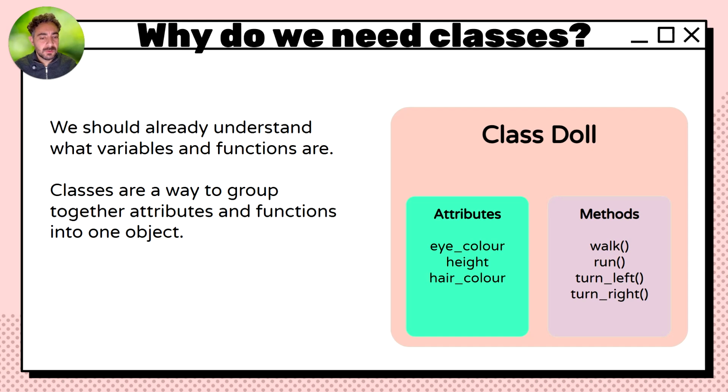So a doll will have its own eye color, its height, its hair color, and that would be its attributes. And then it would have its own methods. So in other words, functions such as walking, running, turning left or turning right.